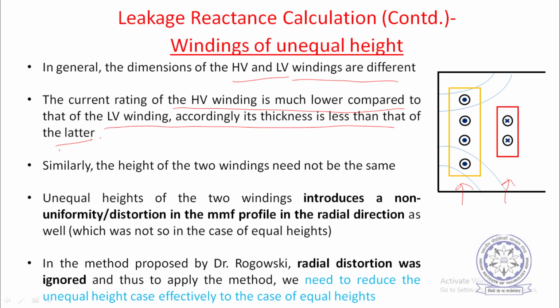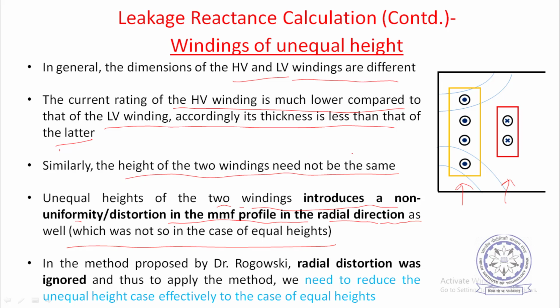See, the wire thickness depends on the current actually. Similarly, the height of the two windings need not be the same. So, unequal heights of the windings introduce a non-uniformity, a distortion in the MMF profile in the radial direction as well, which was not so in the case of equal heights.